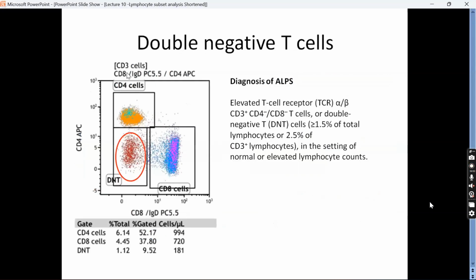And these are double negative T cells, which I told you. Okay, so alpha beta positive T cells, in fact you created a panel for this, right? Alpha beta positive T cells which are negative for both CD4 and CD8 should normally be less than 2.5% of CD3 positive cells. When it is more than that, then the diagnosis of autoimmune lymphoproliferative syndrome is given. Okay, so these all can be diagnosed by extended T cell analysis.